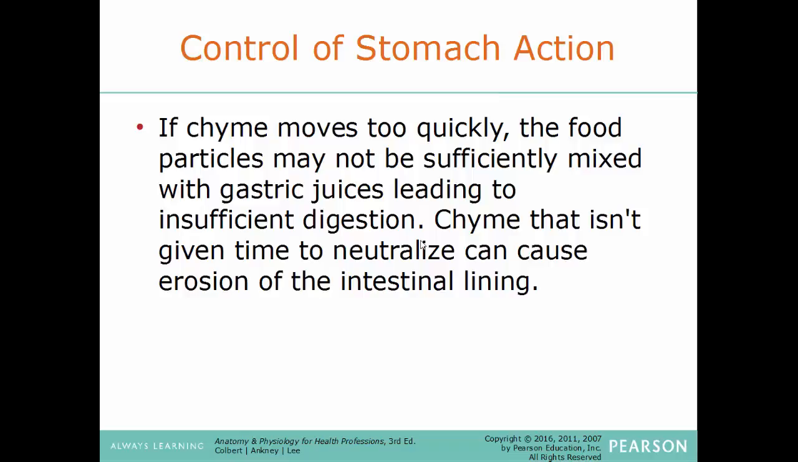Remember where chyme is coming from. Chyme is coming from a very acidic environment. It has a pH of between 1 to 2. You can't have something that acidic entering the small intestine. There has to be a way to neutralize that before it gets to the small intestine. And we will talk about that a little bit later on.